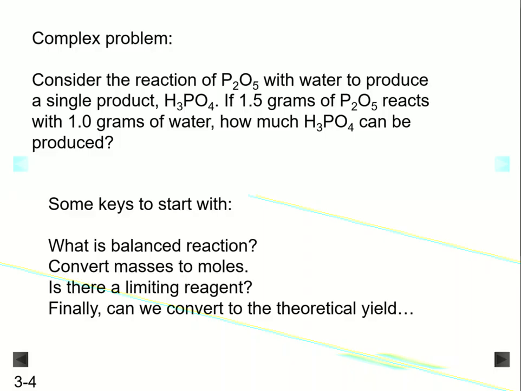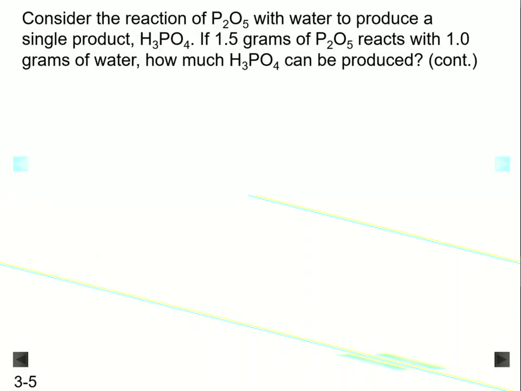So let's go through and do this. We start off with our balanced chemical reaction. 1 mole of P2O5 reacts with 3 moles of water to give 2 moles of phosphoric acid. So you would have written down those reactants and products, and you would manually balance that yourself.